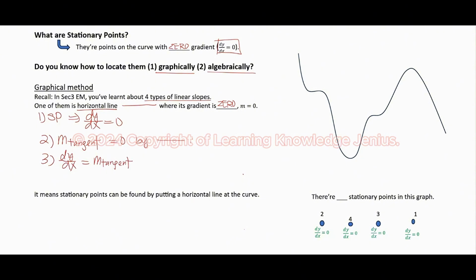So, gathering from point 1 to point 3, we conclude that dy/dx, the gradient of the tangent, is equal to 0 at the stationary point, which can be represented by a horizontal line. So it means that a stationary point can be formed by putting a horizontal line on the curve. So what does that mean?